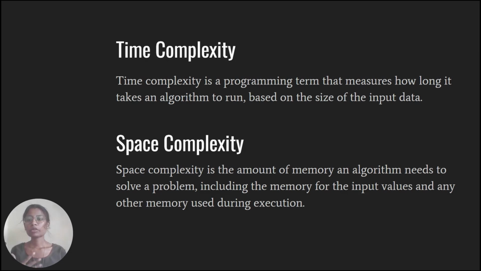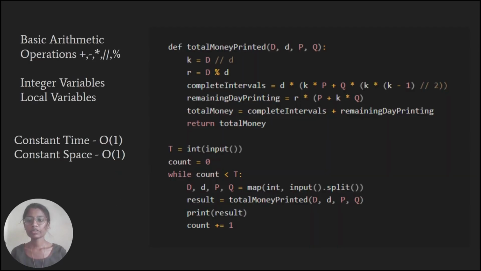Time complexity is the amount of time an algorithm takes to produce the result, whereas space complexity is the amount of space an algorithm uses from the computer's memory to produce the result. Here, in our function, each statement is made up of basic arithmetic operations such as addition, subtraction, multiplication, division. Each of these arithmetic operations takes a constant amount of time to execute. So we say that our function takes constant time, that is O(1), to produce the result.